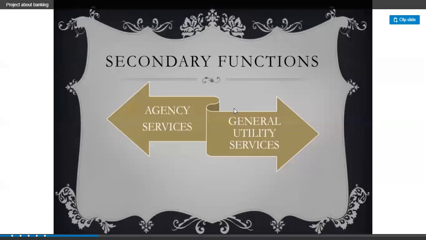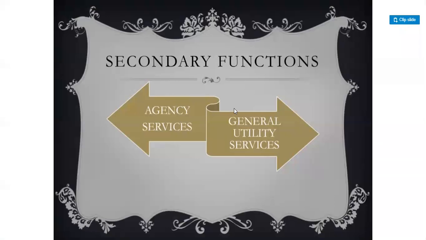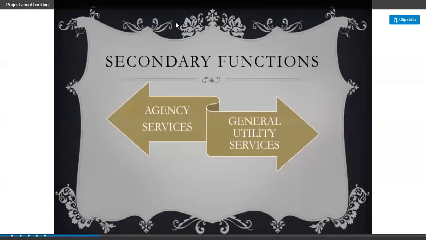Next is general utility service. What are the general utility services? Commercial banks render some general utility services. They will take charges for that, and they will provide these services to their customers. Locker facility. Commercial banks provide the facility of safety vaults or lockers to keep the valuable articles of the customer in safe custody. Next is traveler's check.